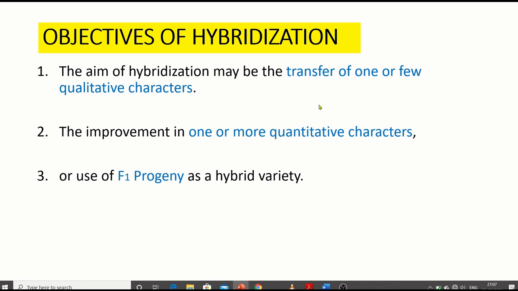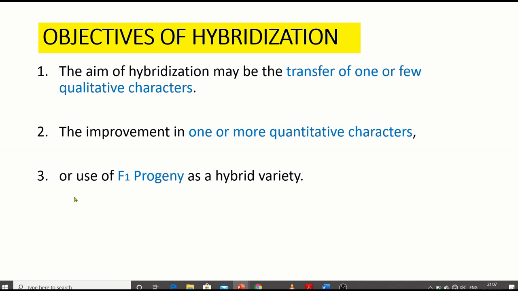Okay, one parent to another or one parent to the progeny. Okay, and next is to improve one or more quantitative characters. Although the transfer of qualitative characters is quite easy, improvement of one or more quantitative characters, that means polygenic characters governed by several minor genes in cumulative action. Okay, so in this case we have to introduce several parents. We have to accumulate genes from several parents into a particular hybrid variety. Okay, so this will be the broad perspective of it.